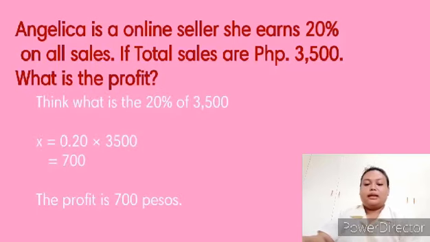So we take 20% of 3,500. 20%, we change it to decimal point, which is 0.20, multiplied by 3,500, which is their total sales. So it equals 700. So the profit is 700 pesos.